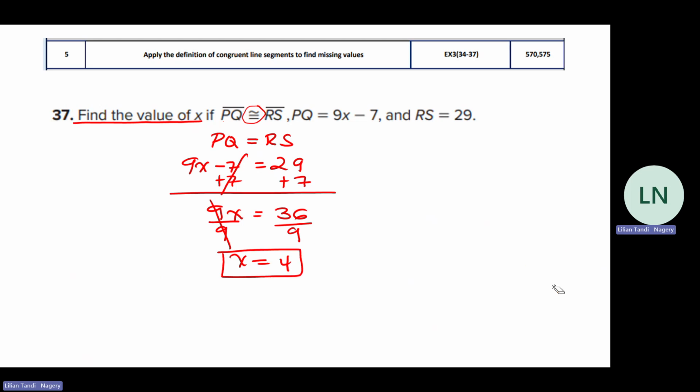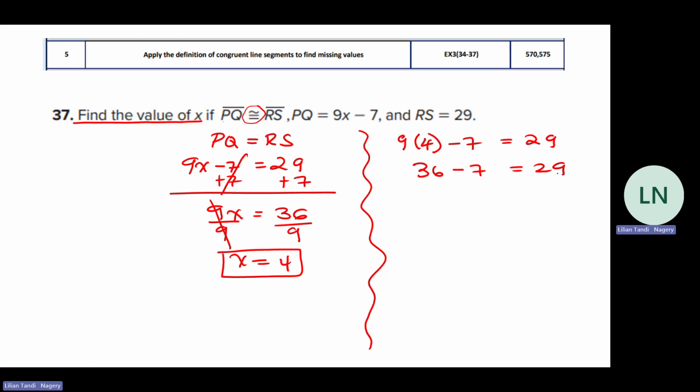I will do my check now. So, let's do my check. So it says here 9 parentheses 4 minus 7 should equal 29. 36 minus 7 should equal 29. Okay, so then we do 36 minus 7. So 29 equals 29. If I do this, I'll get 29. And I am correct. So this is correct. Okay.